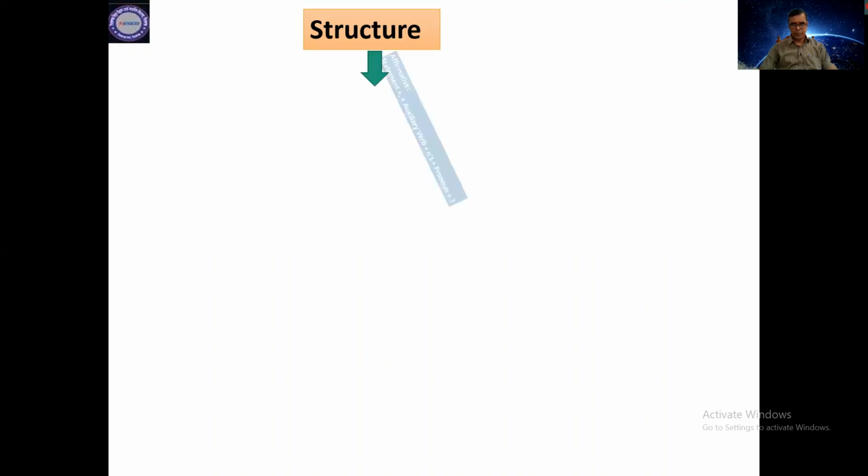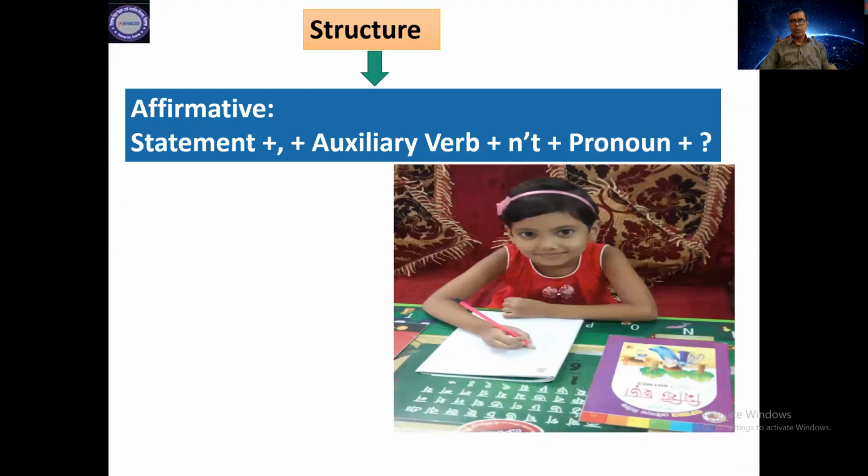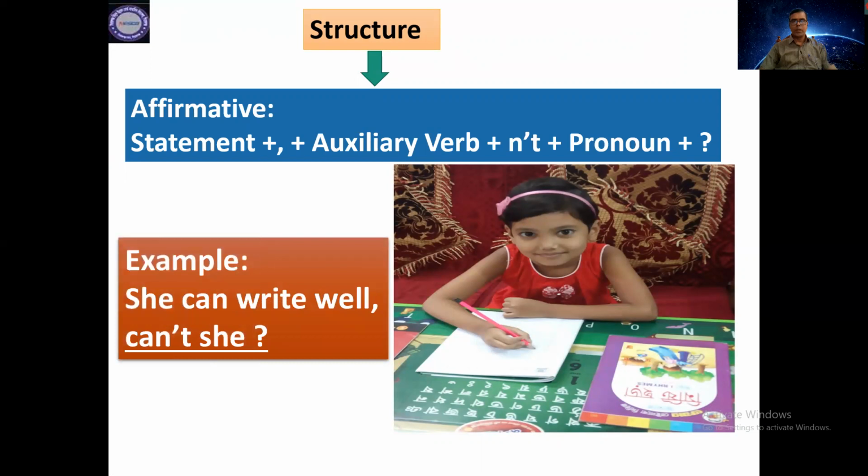Structure. Affirmative sentence: statement plus comma plus auxiliary verb plus n't, the contracted form of not, plus pronoun plus question mark. Look at the picture. An example is: she can write well, can't she?